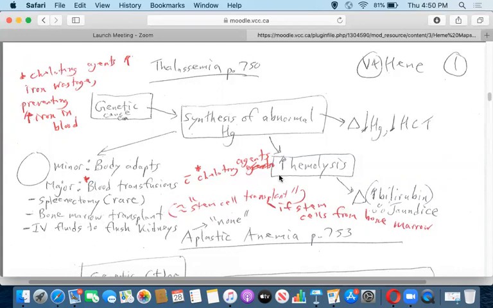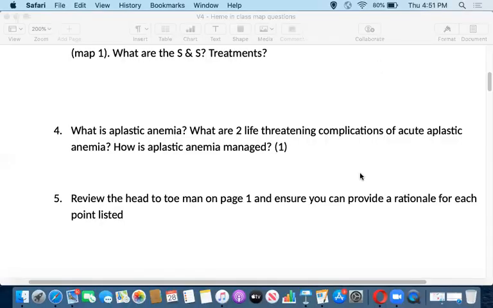In any case, while this problem is happening, you're going to have cell debris getting jammed up in kidneys. You'll need IV fluids to flush out the kidneys. Of course, with increased hemolysis comes jaundice with the bilirubin. So question 4 and 5 is really asking about aplastic anemia. Let's talk a little bit about that by looking at the maps here.